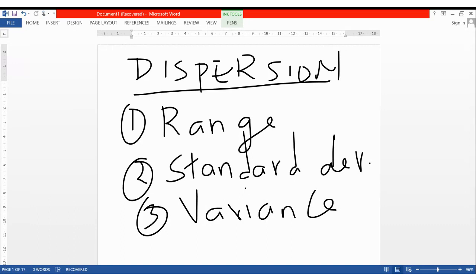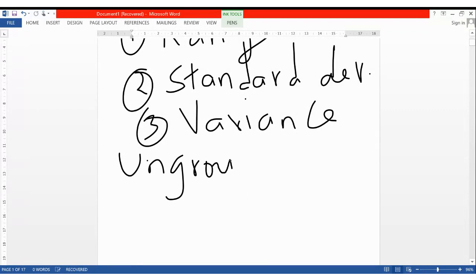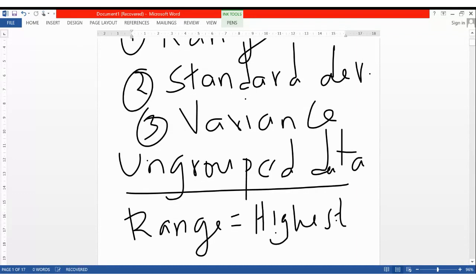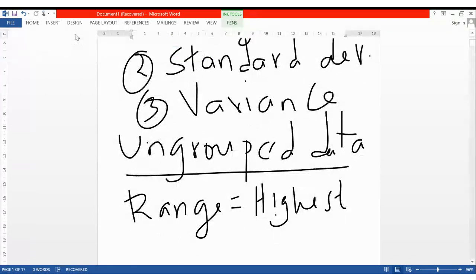Now the range is very easy. We can start with the ungrouped data. Range is equal to highest minus lowest value. That's basically the range.